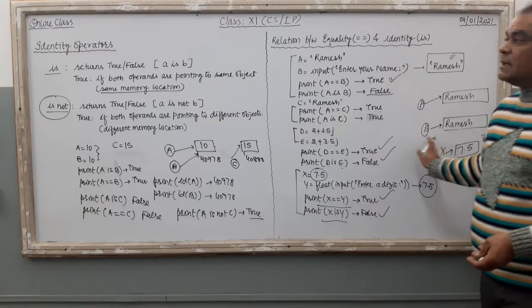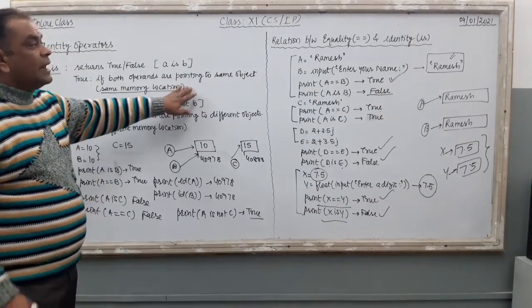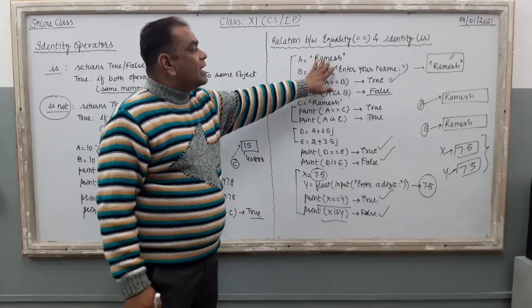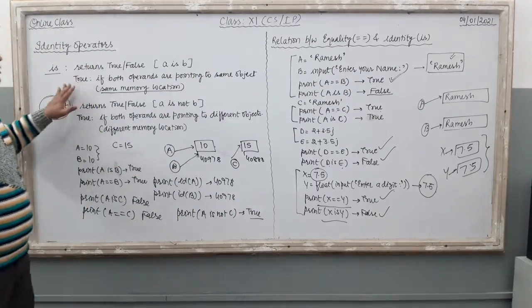Right? So this is the concept of the identity operator, and here we discussed the relation between the equality checker and the identity operator. I hope you understand the concept properly.